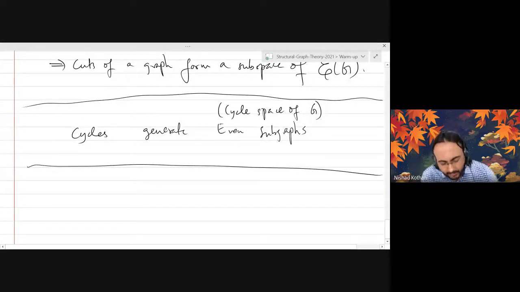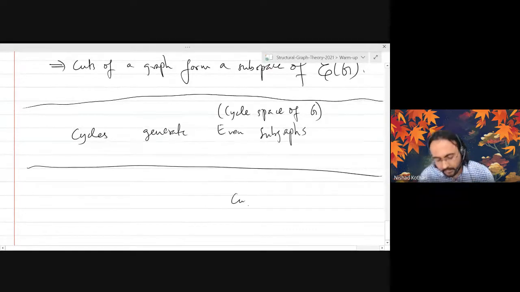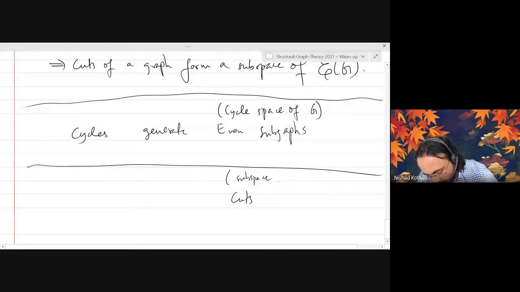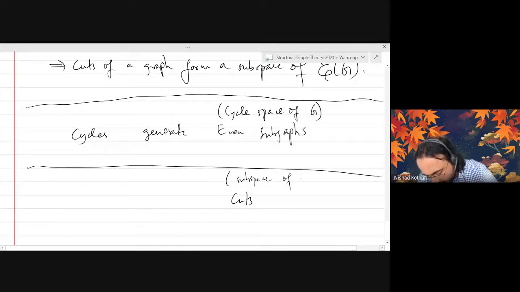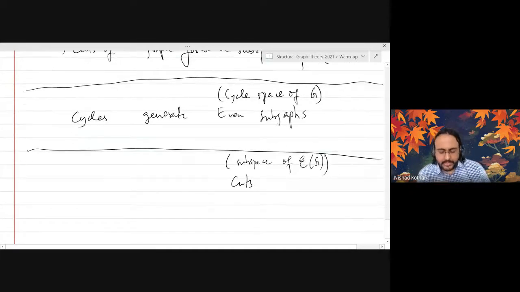And now we are looking at cuts. So that is another subspace of the edge space. But the question, of course, arises, what are the cuts that generate this subspace? Cycles are special kinds of even subgraphs, right? And they generate all the even subgraphs. So what about the case of cuts? Are there some special cuts that generate the entire subspace formed by the cuts of the graph?